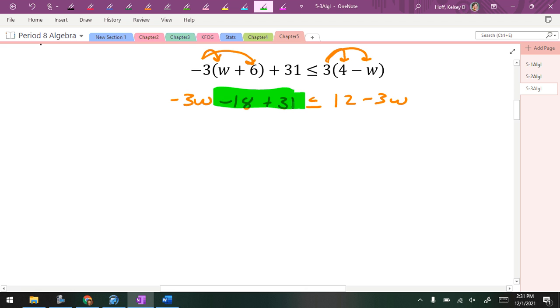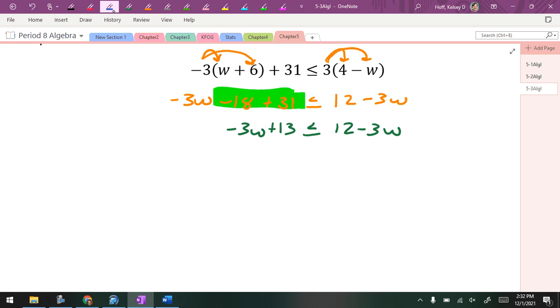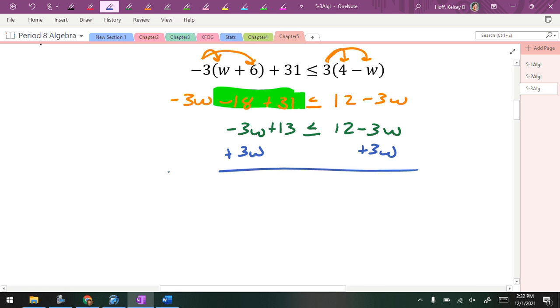Yeah, combine your like terms. Negative 18 and 31. Positive or negative? 13. Yep. 13 is less than or equal to 12 minus 3w. Okay? Plus 3w. Fair. You end up with 0w.